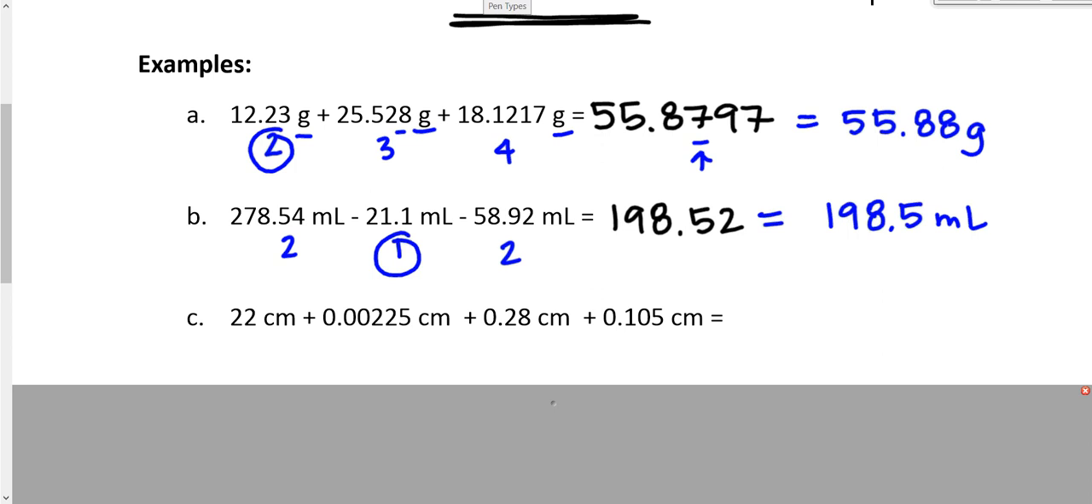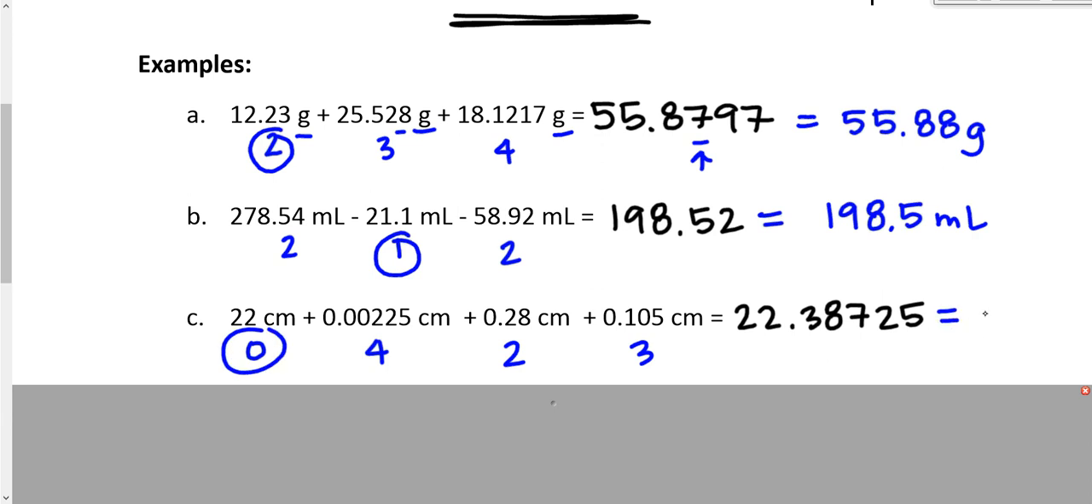Okay, this last one, go ahead and try it on your own first, so pause it if you want. So we've got 22 plus 0.00225 plus 0.28 plus 0.105. So adding these up, my calculator says 22.38725. Okay, so numbers after the decimal. I have 0 for this first number, 4 for the second, 2 for the third, and 3 for the fourth. So 0 is my smallest, so I need to round this to nothing after the decimal, which would just be 22. It wouldn't round up because the next number is a 3, and my units would be centimeters.